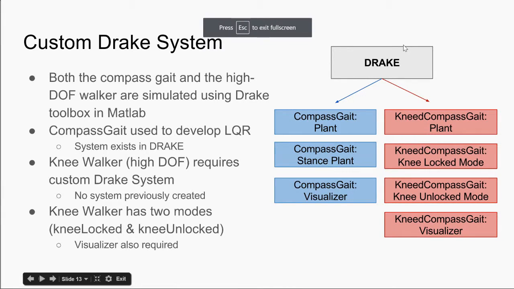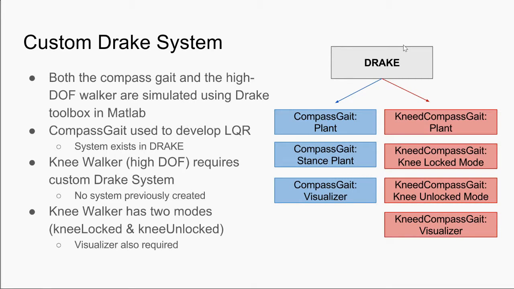In order to work with the knee compass gate, we built custom software. Drake comes only with the compass gate plant and visualizer. We separately built the knee compass gate in the knee-locked mode and in the knee-unlocked mode, and a visualizer for it also. We generalized the model so that it can be inherited from the parent class, and it can be used in general to do all the further LQR tree strategies required.